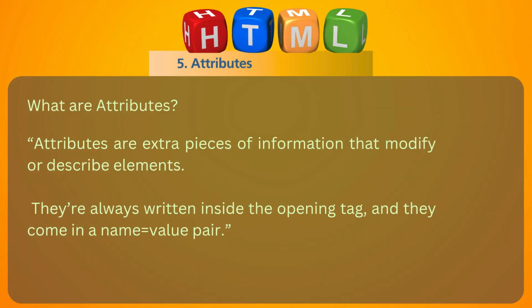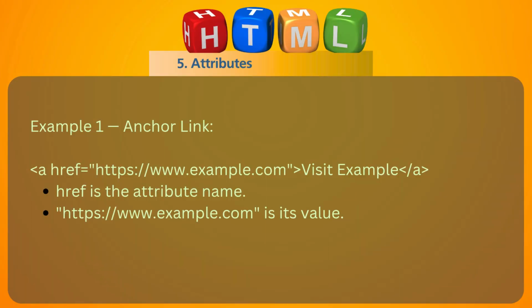What are attributes? Attributes are extra pieces of information that modify or describe an element. They are always written inside the opening tag and they come in a name equals value pair. Consider this example 1. Here the a tag defines a hyperlink, which is used to link from one page to another. href is the attribute name, and https://www.example.com is its value. When we use the above code in the HTML page, it will show you the link. When the user clicks it, it goes to the example.com website.